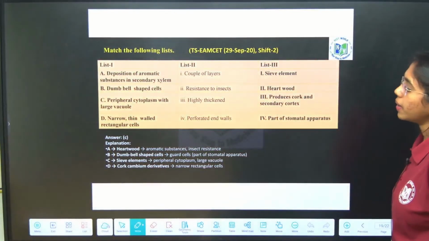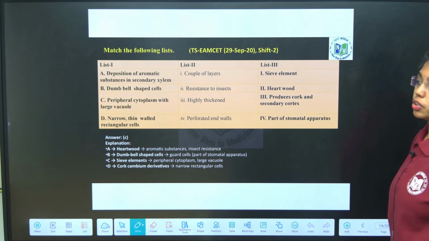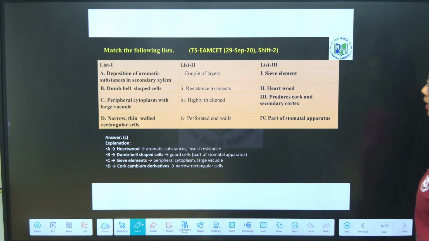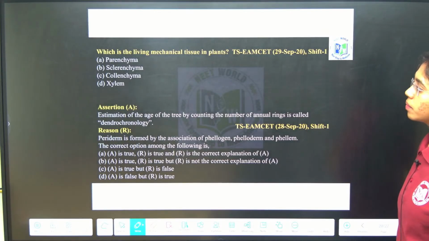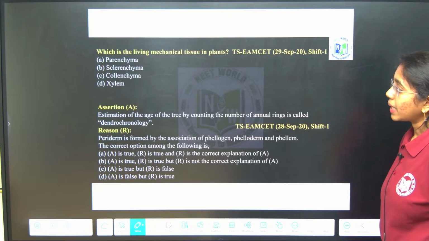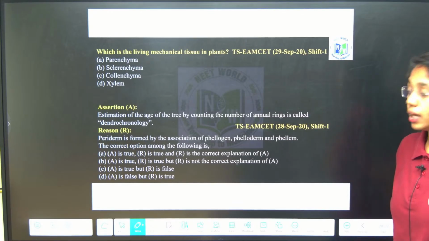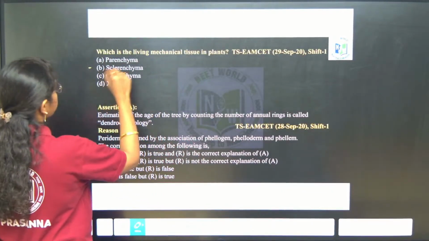Next question, ma. Of course, here the answer is already given. You look into this properly. If you are not getting, just let me know. Next. What is living mechanical tissue in plants? Living mechanical tissue in plants is parenchyma.